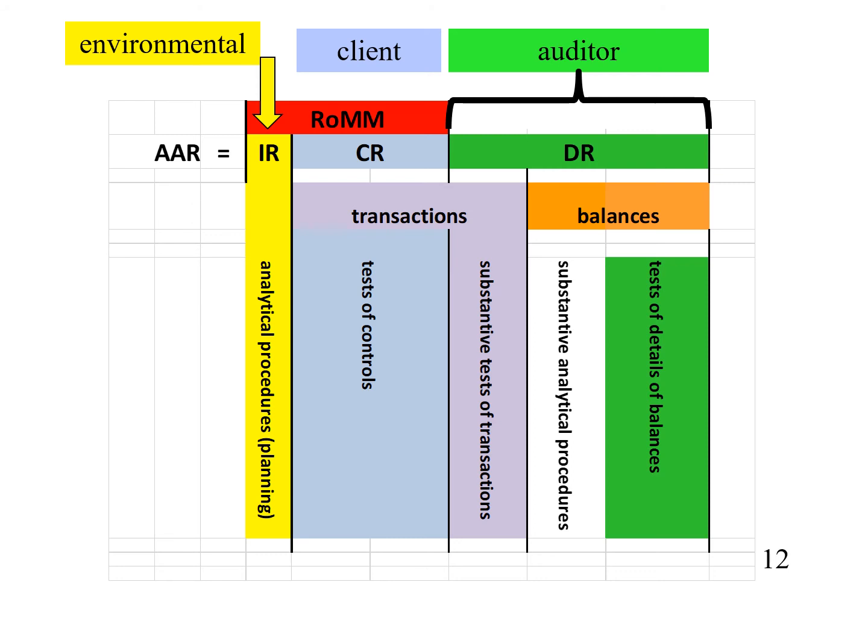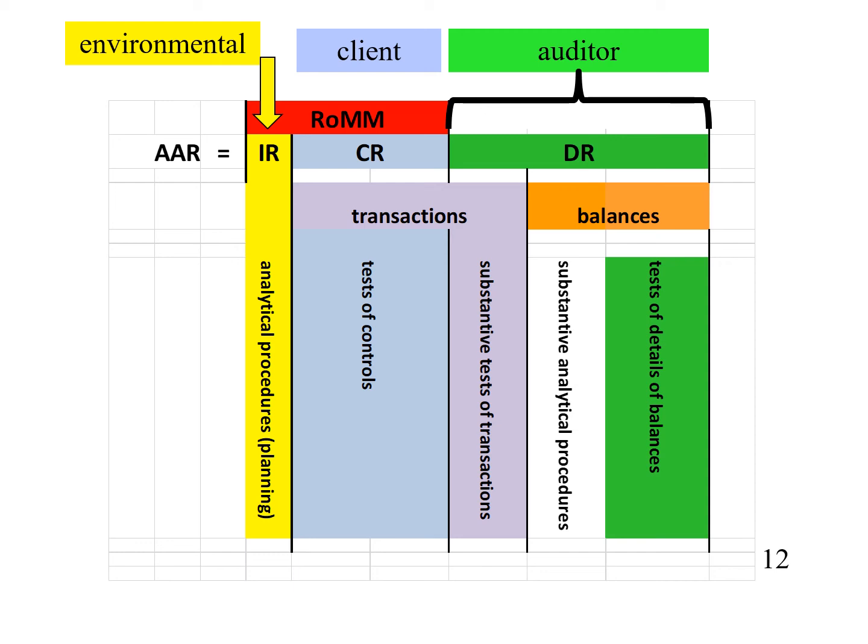So the purple area represents transactions, which typically we're doing tests of controls, but we may do some substantive tests of transactions. Usually, if we do substantive tests of transactions, we will do them at the same time as the tests of controls because we're looking at the same transactions often.